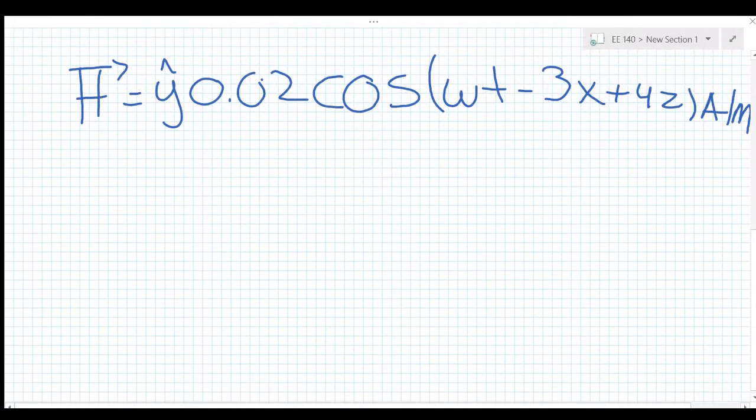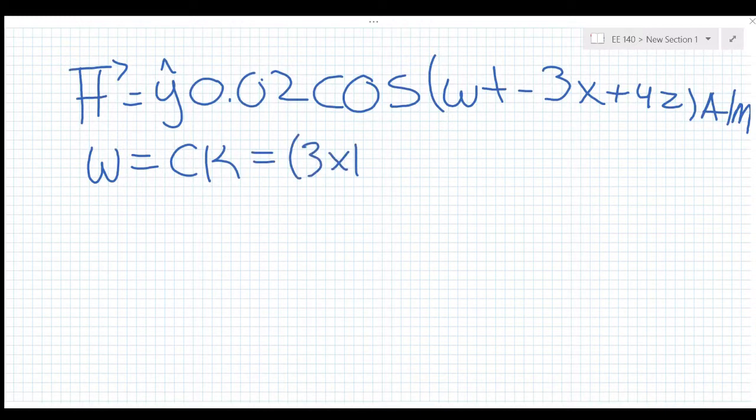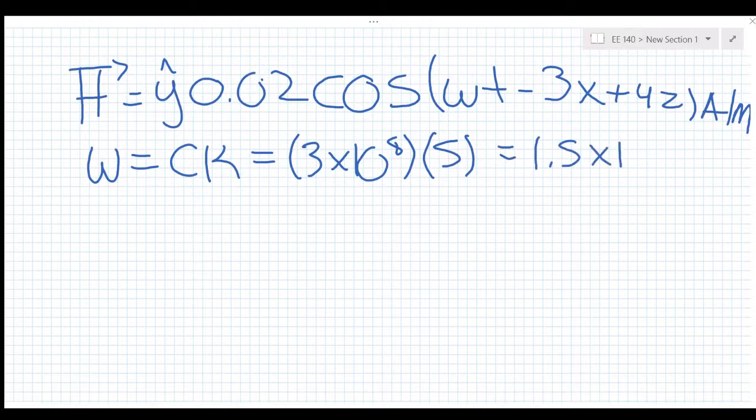Then we need to find omega, the angular frequency, which is equal to ck, where c is the speed of light and k is the wave number, the magnitude of the k vector. In our case, it would be the square root of 3 squared plus 4 squared, which is just 5. And so we get our omega equal to 1.5 times 10 to the 9th radians per second.